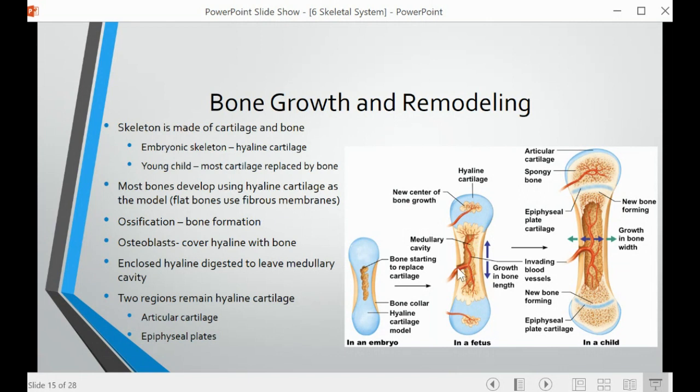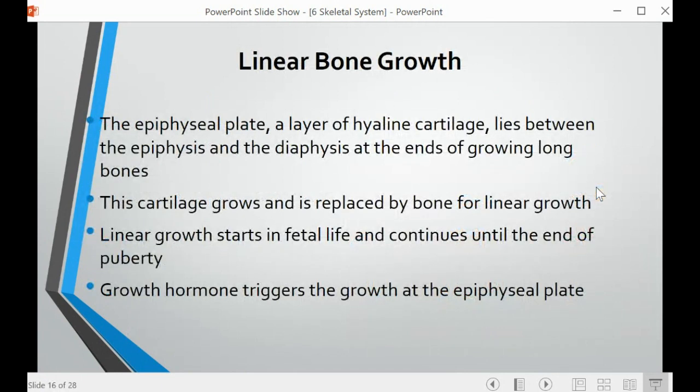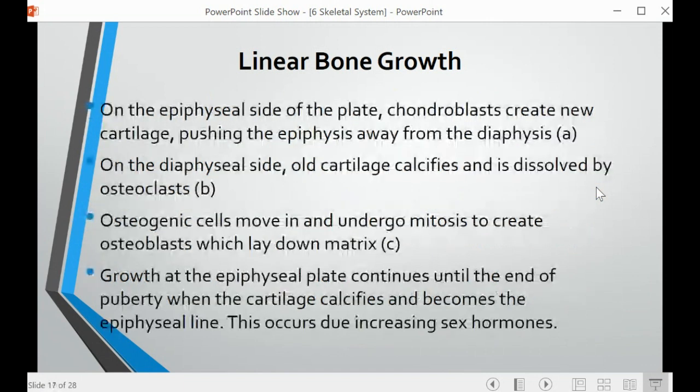Remember, two regions are going to remain cartilage. We have that articular cartilage and the epiphyseal plate. And then once you become an adult, it becomes an epiphyseal line. So the epiphyseal plate is that layer of hyaline cartilage, and it's between the epiphyses and the diaphyses at the ends of those growing long bones. It's going to grow and be replaced by bone for linear growth to make these bones longer. That linear growth actually starts in a fetus, and it continues all the way until the end of puberty. Growth hormone triggers the growth at that epiphyseal plate, but estrogen and testosterone stop it.